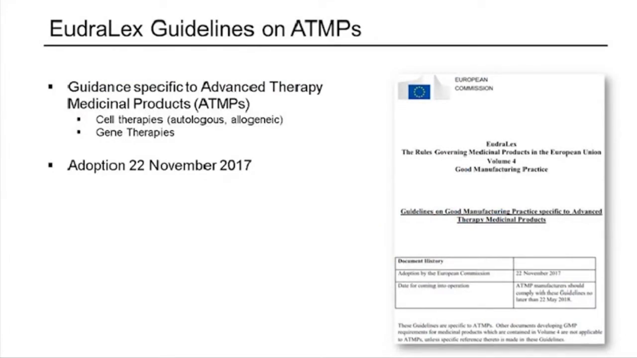And then EudraLex just released guidelines on ATMPs, or Advanced Therapy Medicinal Products. This is specific to cell therapies and gene therapies, which we won't be talking about today, but cell therapies, both autologous and allogeneic. This was adopted November 22nd of last year, so it is fairly recent and, again, pretty up to date in terms of where the thinking is. And since historically PIC/S has borrowed so heavily from EudraLex, this is a good document to look at in terms of where world expectations may be going again.